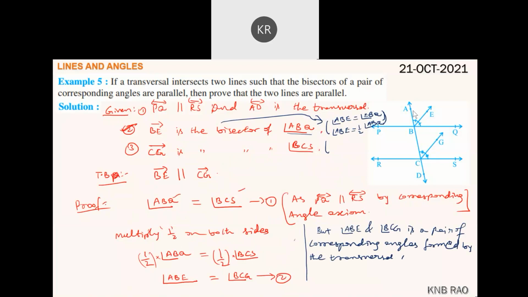Which is the transversal here? Tell me. AD, sir. AD, yes. AD between the lines or between the rays? Rays BE and CG.